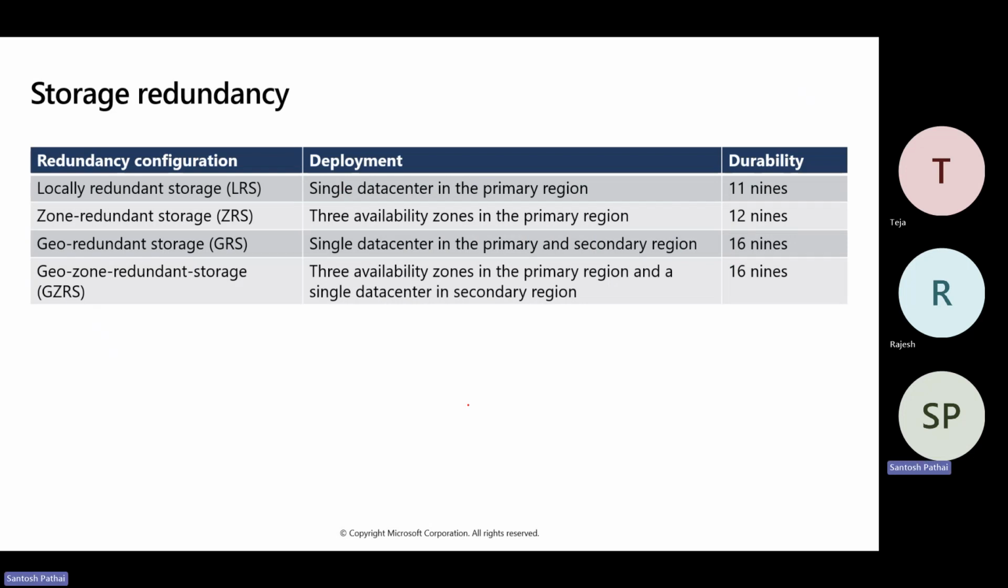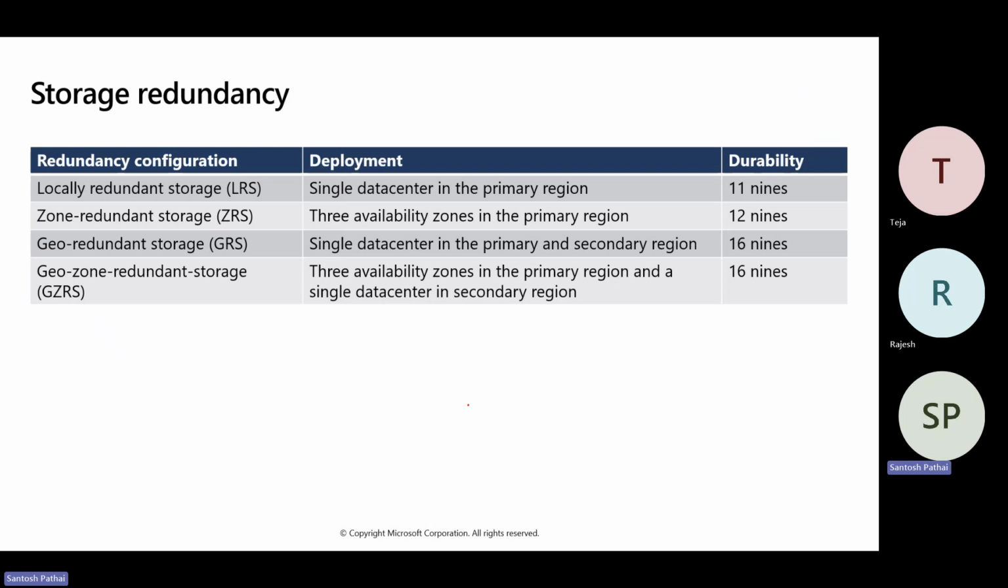Apart from that, we have storage redundancy. What is the benefit of storage redundancy? Let's say we are storing data in a single data center or in a single region which has multiple availability zones, or multiple data centers. Now if one data center is down, how will you access your data? You will not be able to access your data, so you require redundancy.